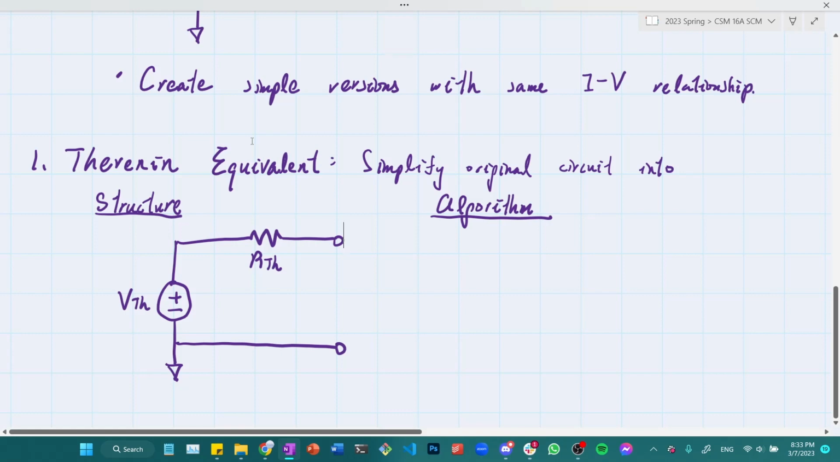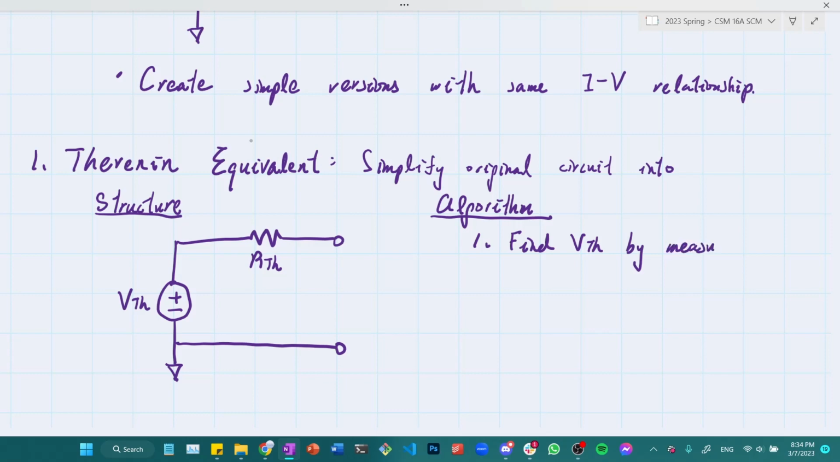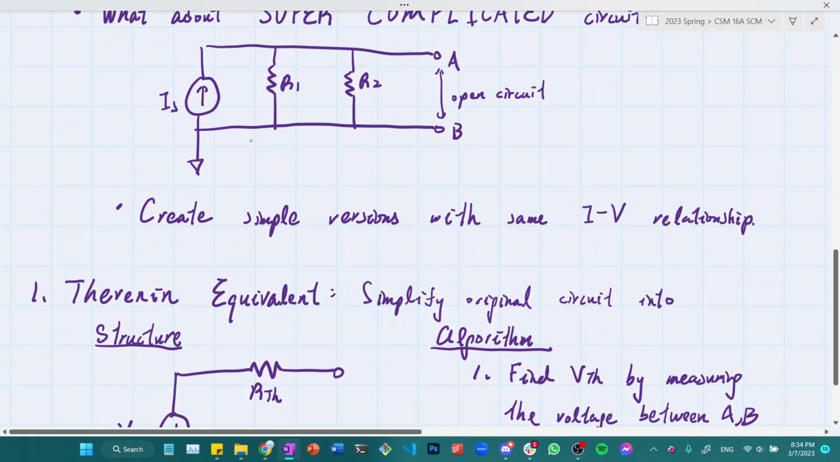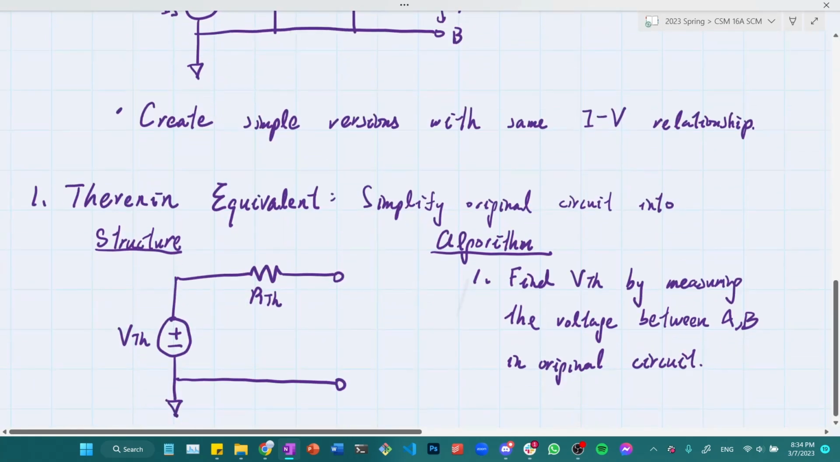Okay, so the algorithm for finding a Thevenin equivalent is to first find VTH by measuring the voltage between A and B in the original circuit. So in other words, I'm going to try to measure the voltage between A and B here, these two terminals, so that I can later determine what VTH is.